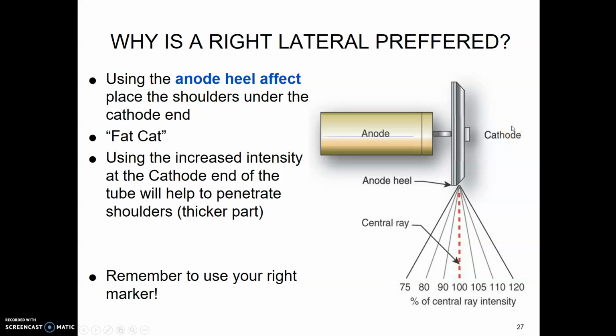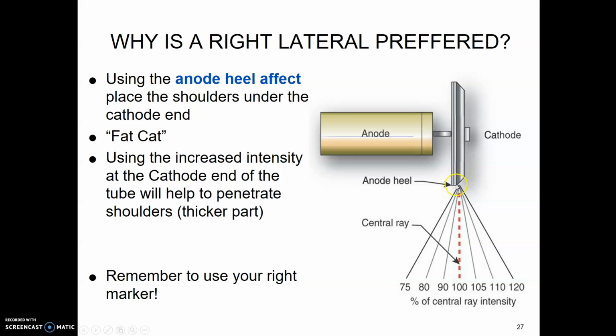Right laterals, I would say most of your texts do not do them, but if you get a chance to do a right lateral instead of a left lateral, you utilize the anode heel effect. And I know you guys went over this a little bit in equipment, but the only way for me to remember it is fat cap. The fat part goes under the cathode. All right, so those thick shoulders, when they're in the lateral position, that's going to go under the cathode end because the cathode end is more intense than the anode end.